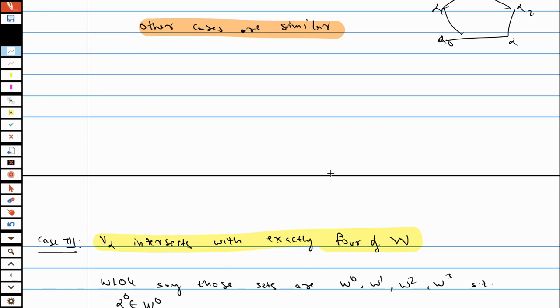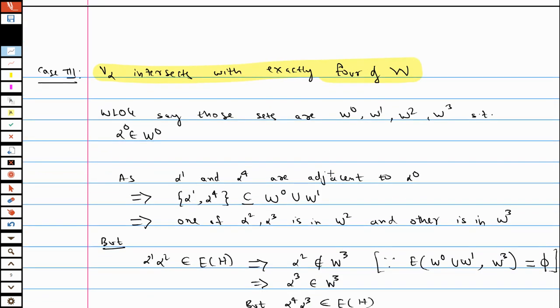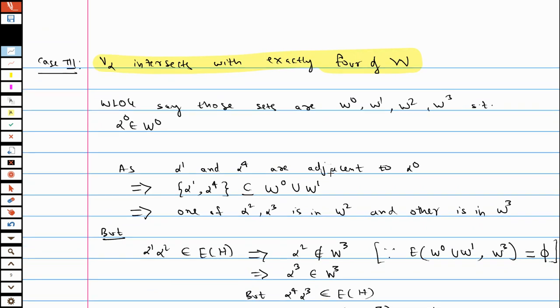So case 3: V alpha intersects with exactly 4 of W. That is a bit harder, so we'll do it at last.